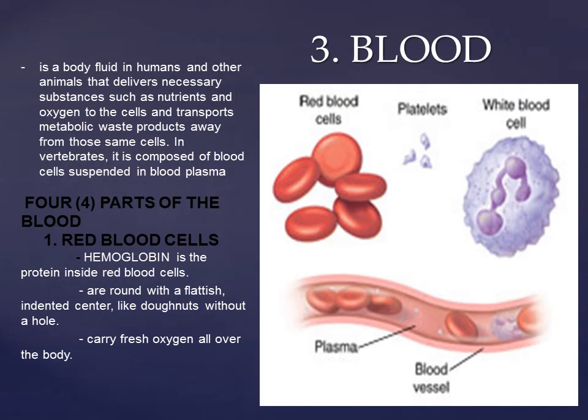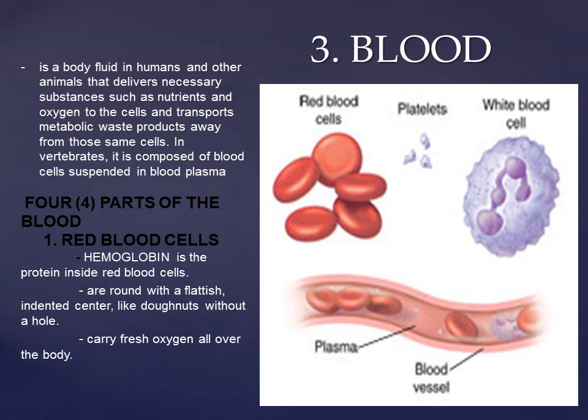The third major part of the circulatory system is the blood. Blood is a body fluid in humans and other animals that delivers necessary substances such as nutrients and oxygen to the cells and transports metabolic waste products away from those same cells. In vertebrates, it is composed of blood cells suspended in blood plasma. The blood has four parts: the red blood cells, the white blood cells, the platelets, and the plasma.